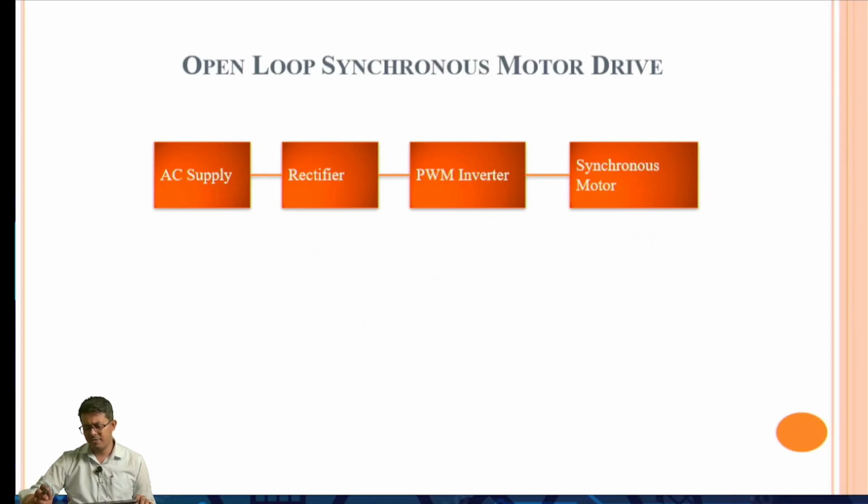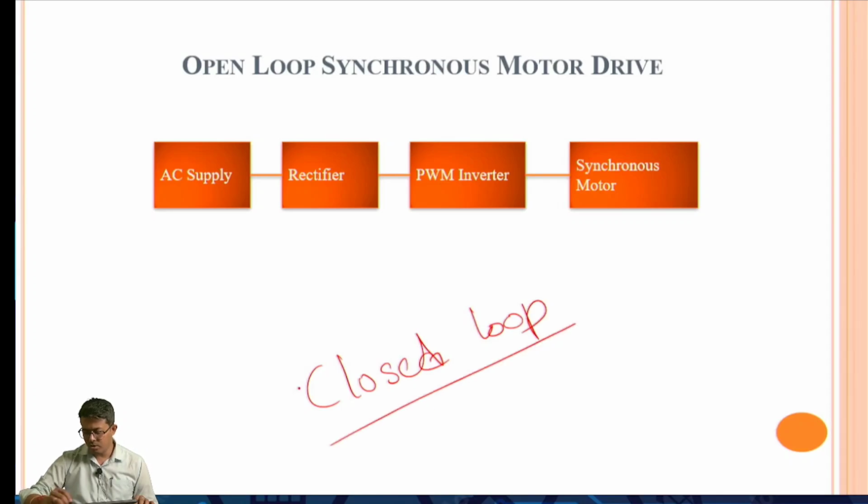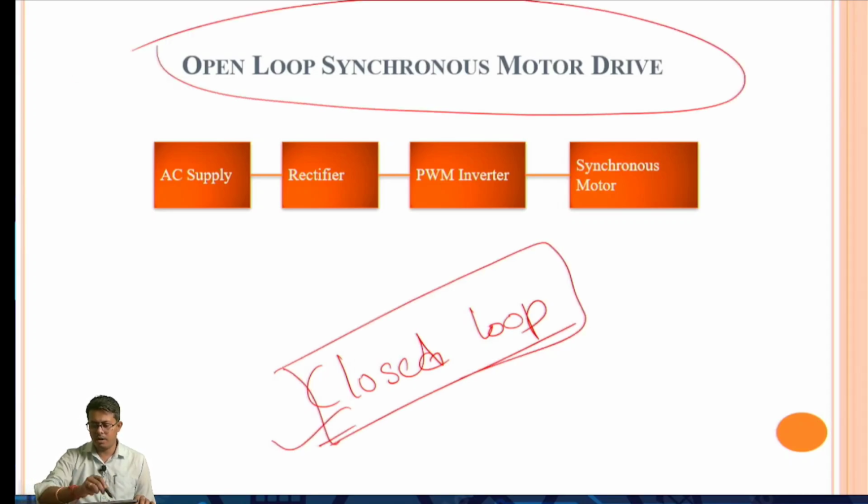Now there are different types of control to control the speed of the synchronous motor. There are different mechanisms, or we can say different systems, by which we can control or drive the motor. There is an open loop synchronous drive and another one is the closed loop. I will talk about closed loop later. First we will see the open loop synchronous motor drive.